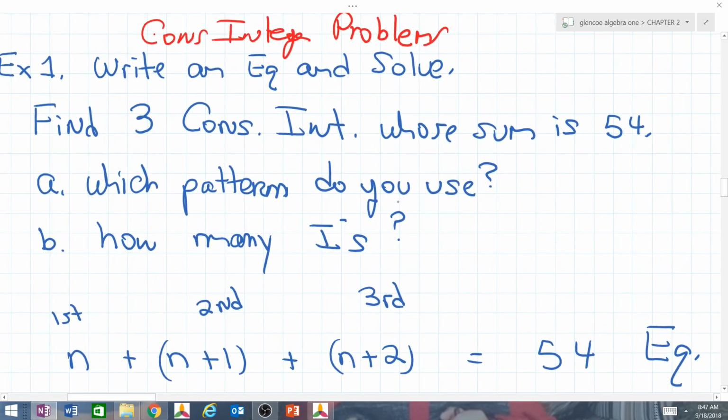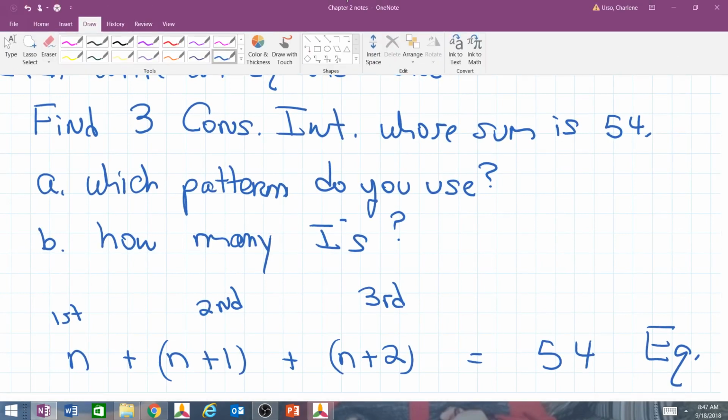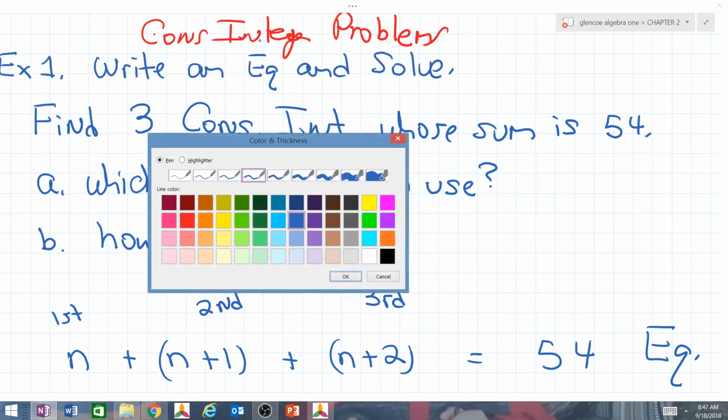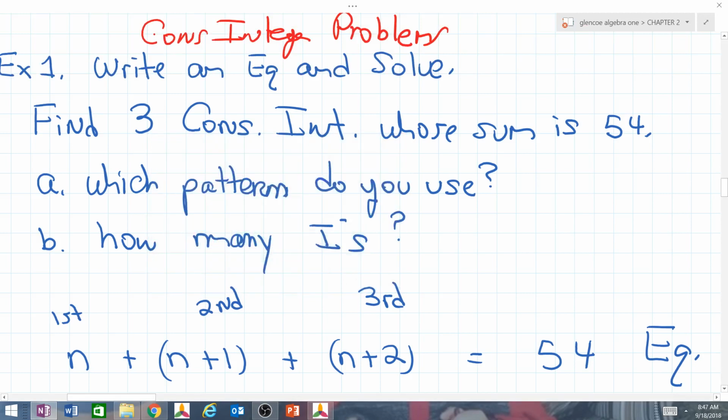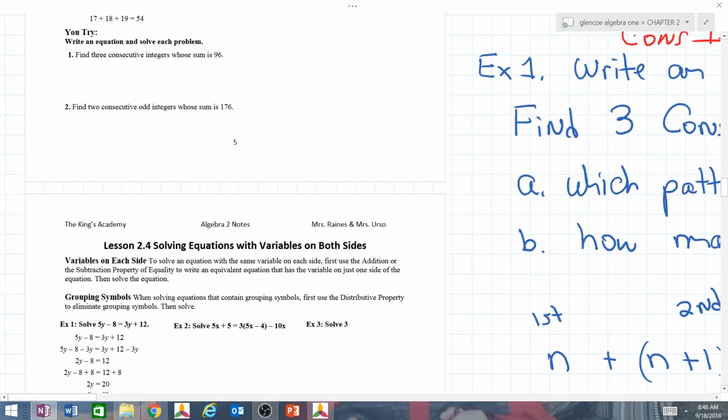Step number 1, which pattern am I going to use? Which formula am I going to use? Am I going to use n plus 1, n plus 2? Or am I going to use n plus 2, n plus 4? Which one, class? I'm finding consecutive integers. I'm not finding consecutive even or odd. Yes. Consecutive integers. Go ahead and look back at your notes. What were the 3 patterns?